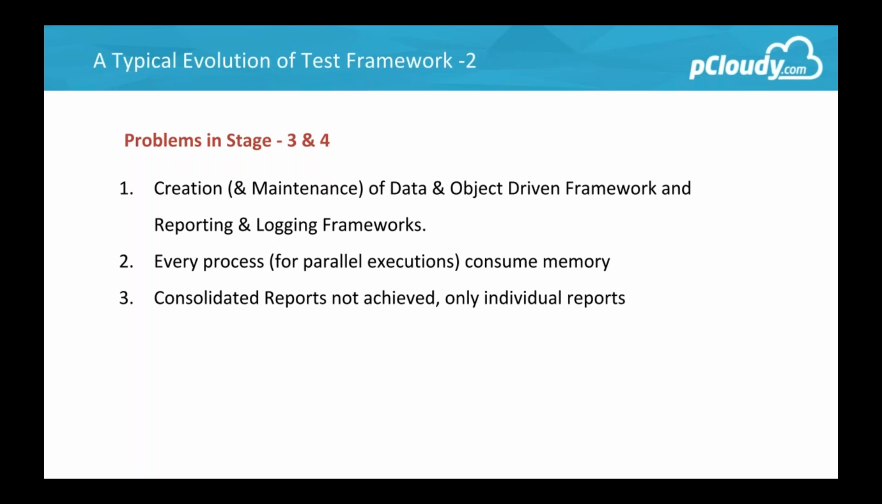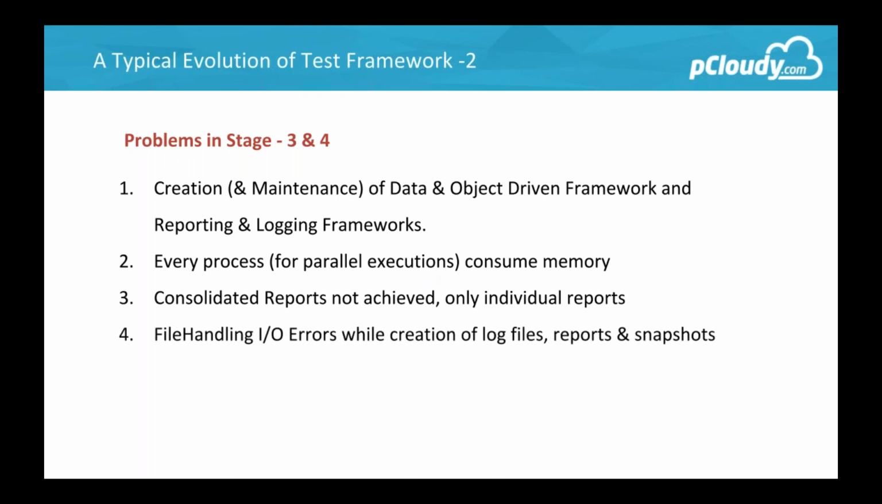Why? Because these were created in separate processes. Or you have to set up inter-process communication, which is tricky for everyone. It is not so easy to implement, so it is better to do it manually. One more problem we will face is file handling input/output errors while creating log files, reports, and snapshots. Because we are running the same Java process in 4 different processes, each Java process will try to access the same temp directory maybe, or read the same Excel file for data or objects. So input/output errors might occur.